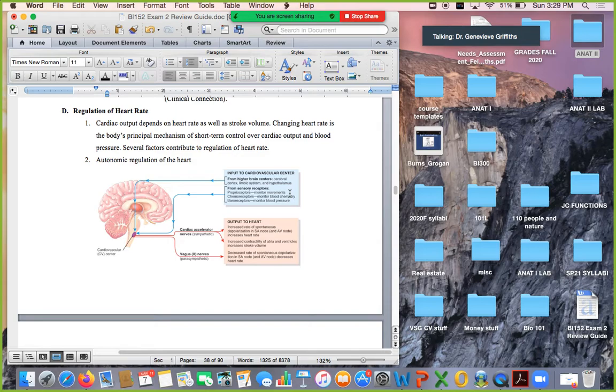And that's constantly sending information to the cardiovascular center, which then sends information out to the heart via the cardiac accelerator nerves if it is following the sympathetic, or fight or flight, response. If we're following the parasympathetic, or rest and digest, response, this goes out through the vagus nerve. They result in opposite output. The sympathetic system increases the rate of depolarization, so it increases the heart rate, whereas the vagus nerve decreases the rate of depolarization and therefore decreases the heart rate.